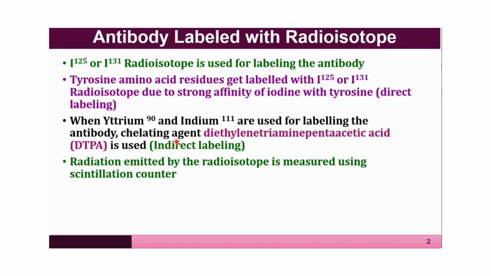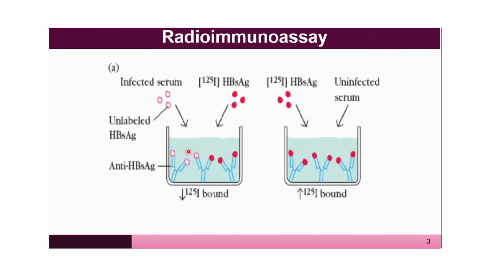A radiolabeled antibody or antigen, when it is bound to the target, emits radiation, and that is measured by using a scintillation counter. Let us take a simple technique here. Now, how is radioimmunoassay performed.